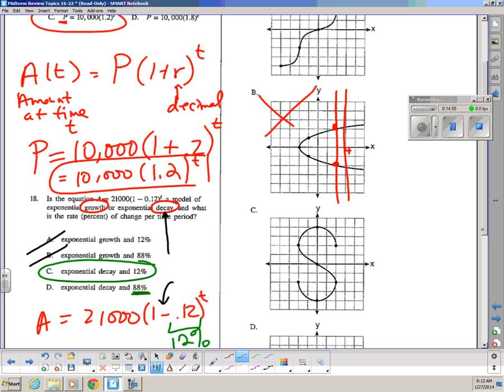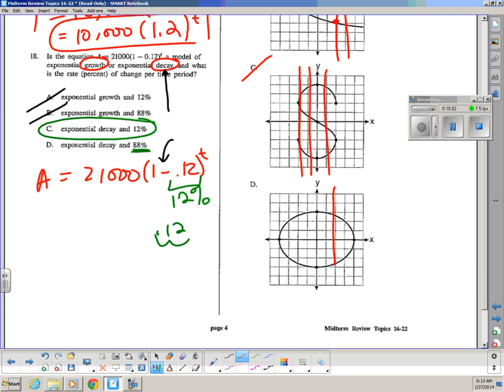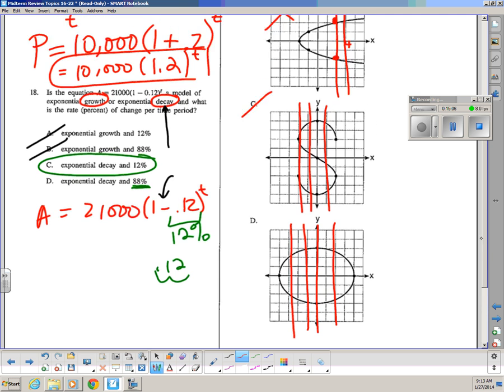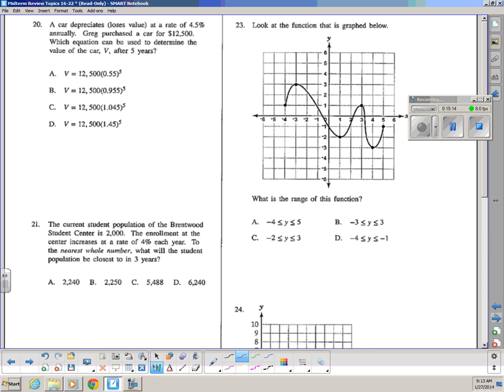Choice C, same thing. If I draw some vertical lines, I will see that they intersect at least twice, if not 3 times. D, again, vertical line test. I'm intersecting twice. That means there are 2 y values for the same x value. A, however, does not have that property. If I draw vertical lines through A, they only intersect once. A is my function.